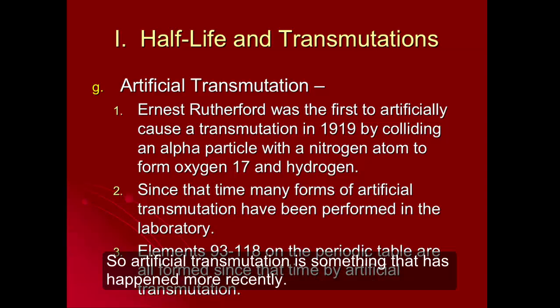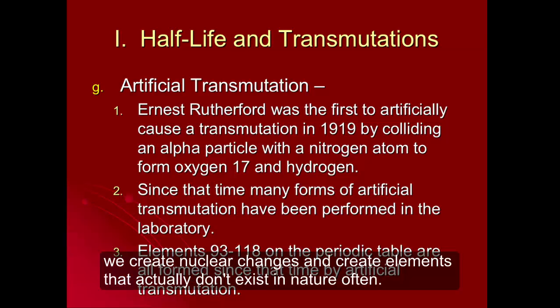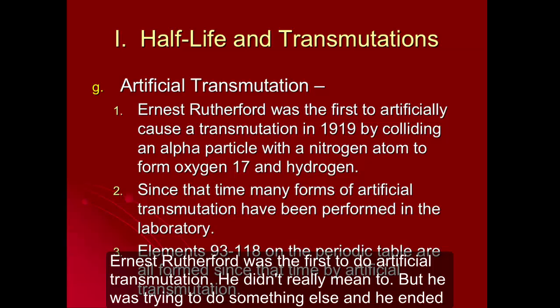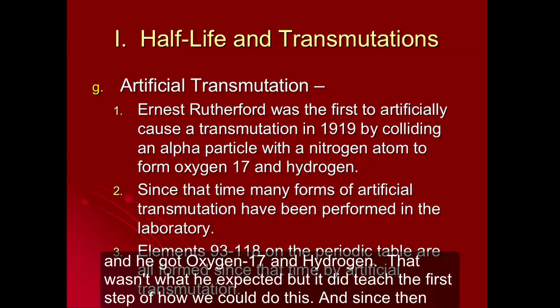So artificial transmutation is something that has happened more recently, where in a laboratory we create nuclear changes and create elements that often don't exist in nature. Ernest Rutherford was the first to do artificial transmutation. He didn't really mean to, but he was trying to do something else, and he ended up with this happening. So in 1919, he took an alpha particle and collided it with a nitrogen atom, and he got oxygen-17 and hydrogen. That wasn't what he expected, but it did teach the first step of how we could do this.